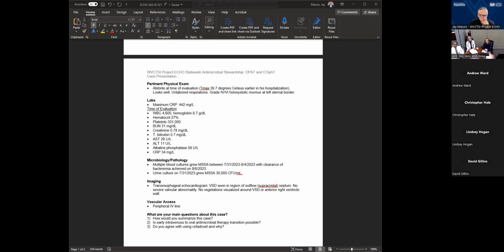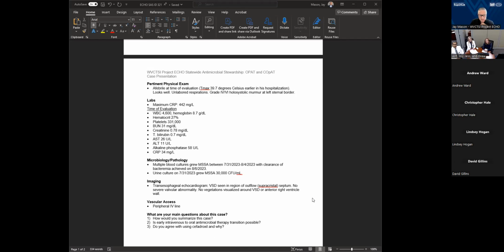So we felt that he had an MSSA VSD-associated endocarditis with septic pulmonary emboli. The teaching point here is that with a VSD, you have blood flow going from the left ventricle to the right ventricle, and the most common location for the endocarditis is on the right ventricular wall. On the transesophageal echocardiogram, there were no vegetations visualized because at this point, on the CT of the chest and how he presented clinically, he had septic pulmonary emboli.